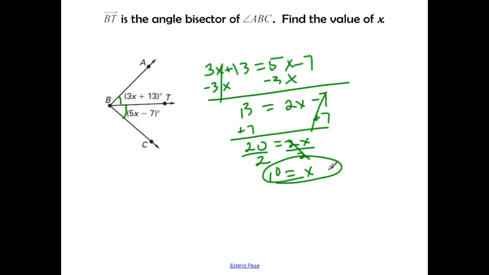Now, a way to double check your answer again is just to take x equals 10, substitute that into both expressions, and make sure that angle ABT is the same measure as angle TBC.